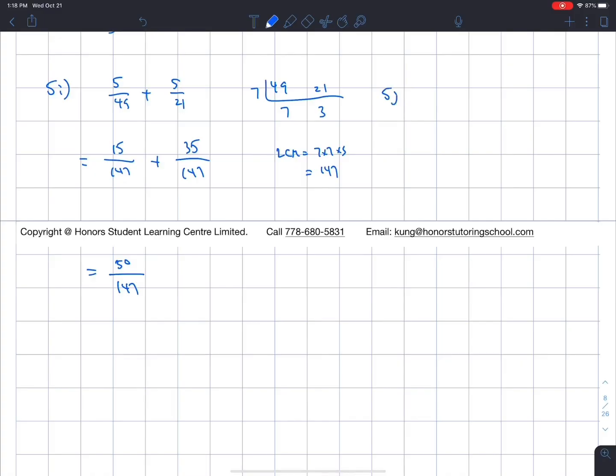And 5J, we have 14 over 3 plus 21 over 2. So for 3 and 2, you can just multiply them. They are both prime numbers. So I just need to make both denominators into 6. So 3 times 2 is 6. 14 times 2 is 28. 2 times 3 is 6. 21 times 3 is 63. And then we add them up. We get 91 over 6.